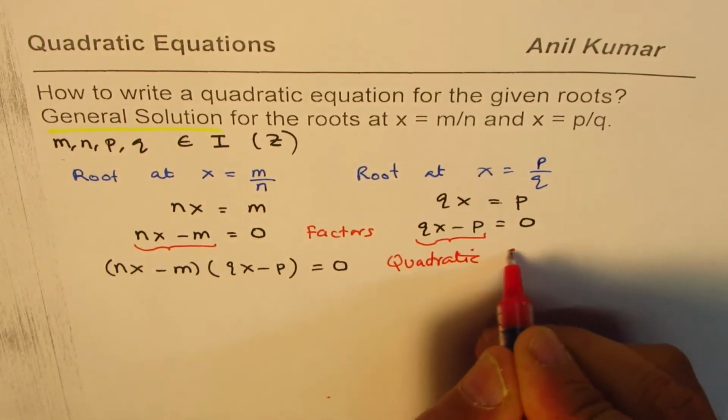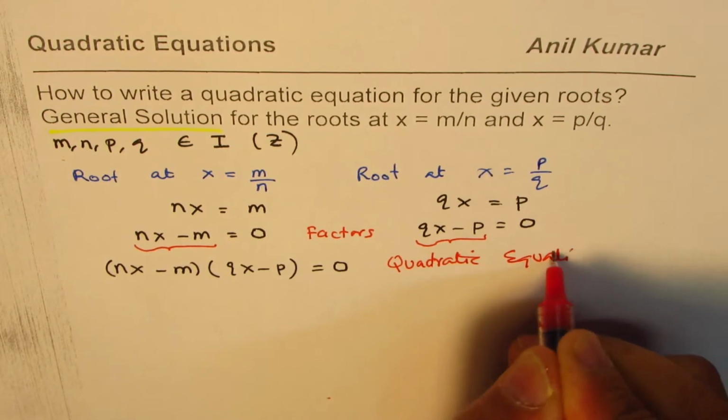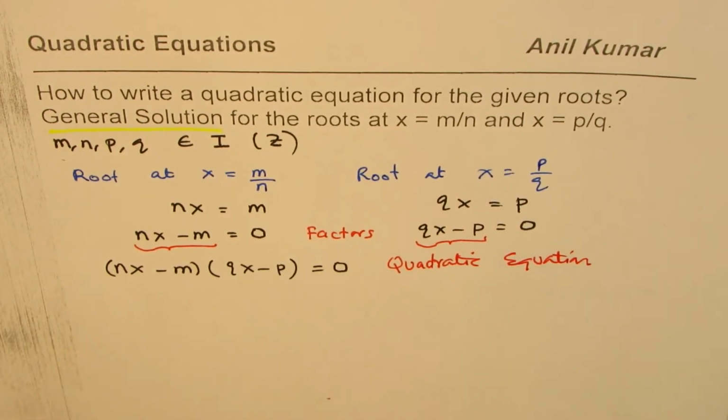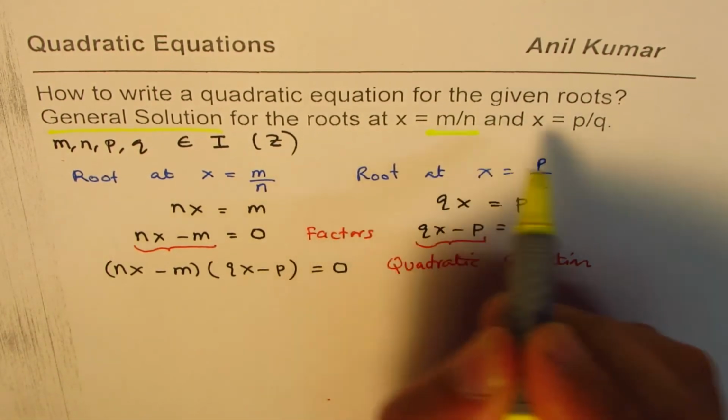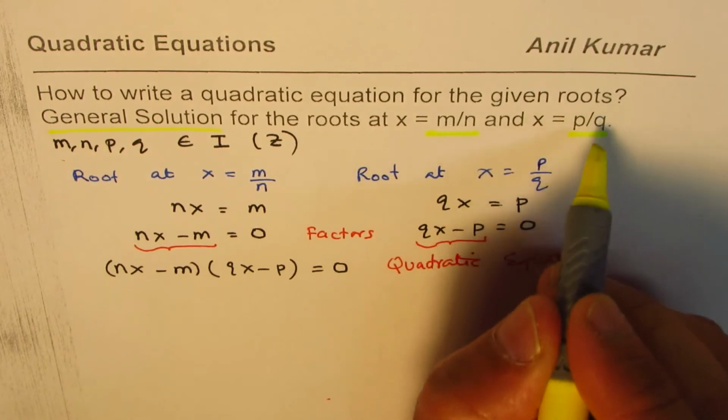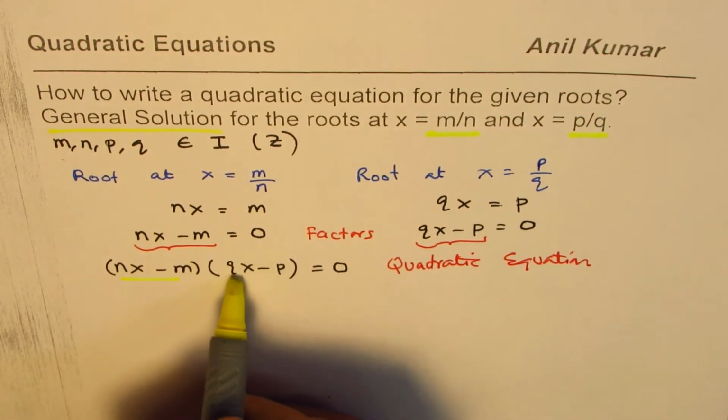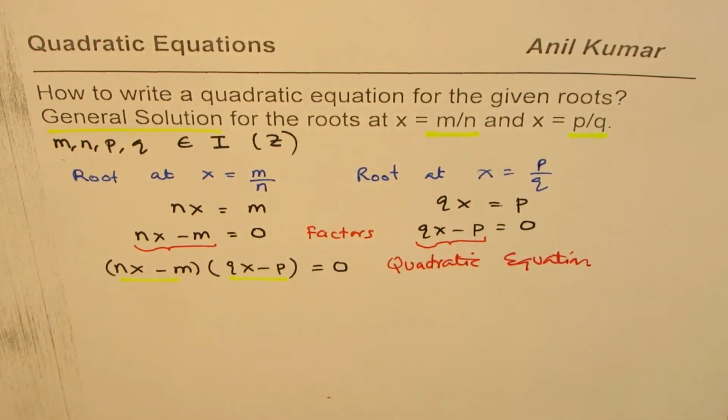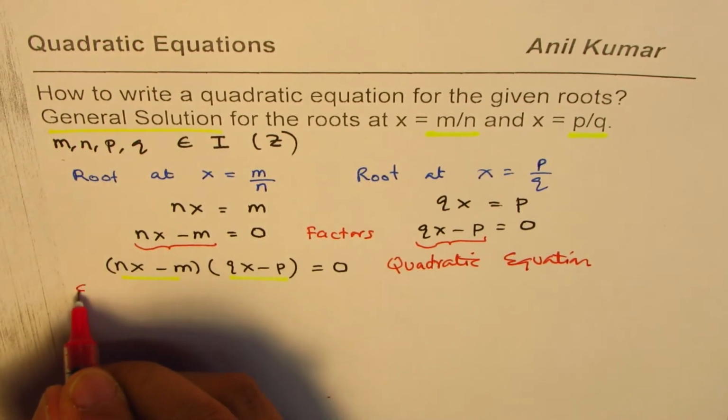Do you understand? That is the required quadratic equation. Of course, this is in factored form. You can expand and write it in standard form also, or any other form you can convert this into, right? The important thing here is that if the roots are at m over n and p over q, then that is the kind of factors you get. Let me take a few examples to help you out.